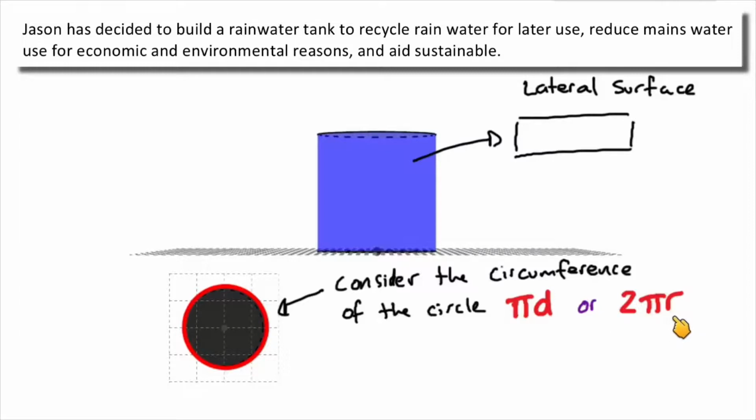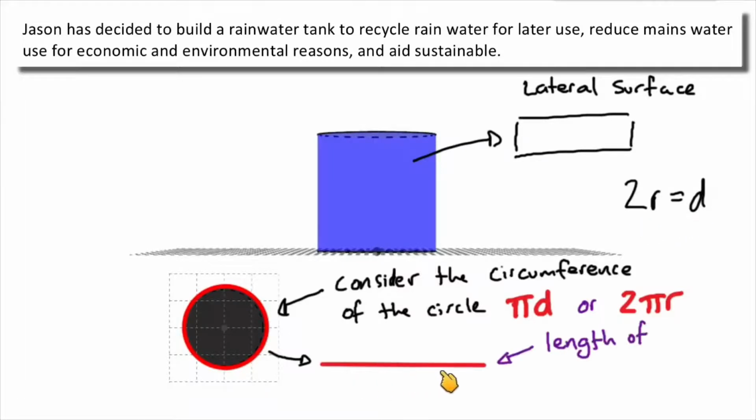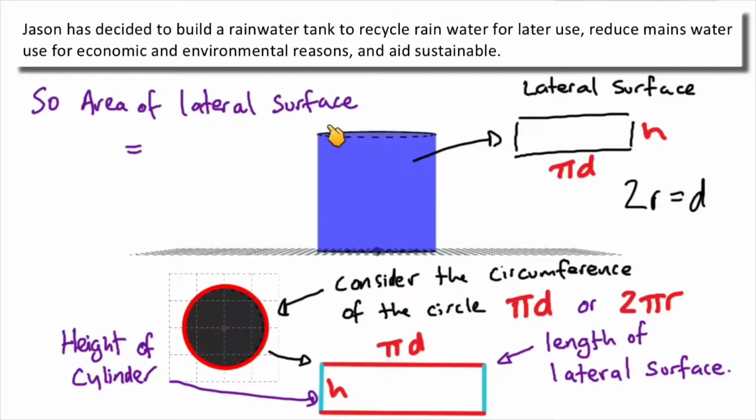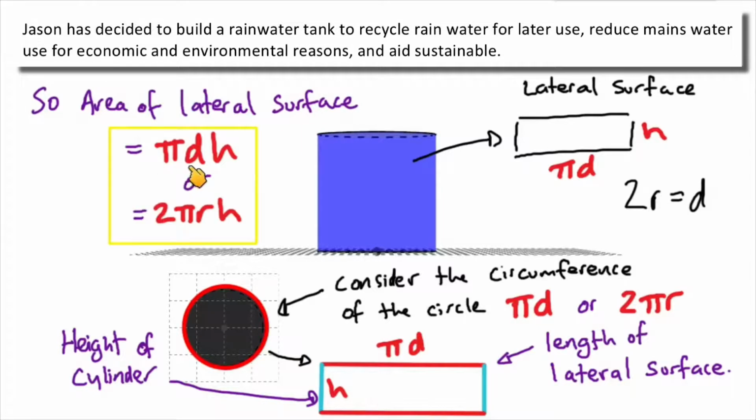So 2 times the radius is equal to 1 diameter. Actually, we can write that down. 2 radii equal 1 diameter. So consider, if we stretched out the circumference, it would be the length of the lateral surface. So the lateral surface would be equal to pi d, or 2 pi r. And the height of the cylinder completes the lateral surface, so we need to times it by the height. So the area of the lateral surface would be equal to pi times the diameter times the height, or 2 times pi times the radius times the height.